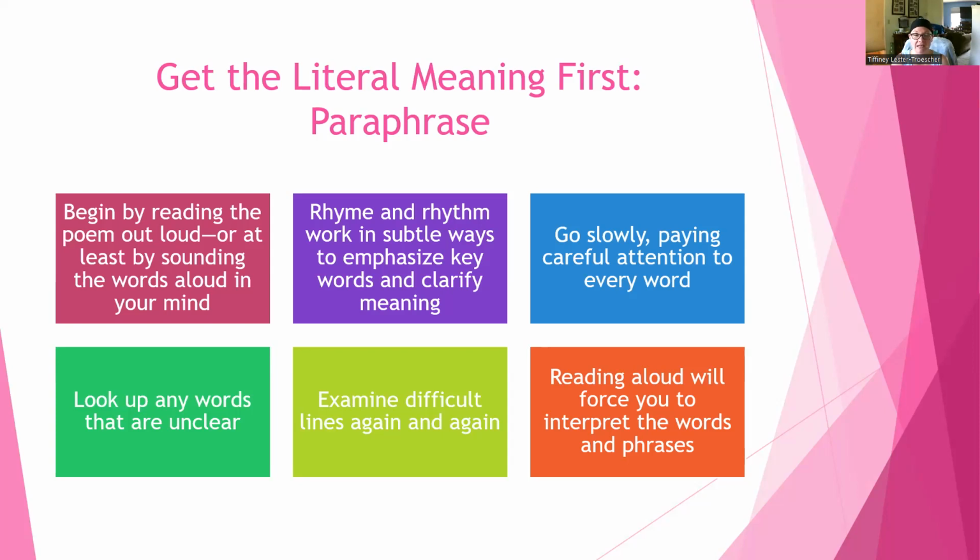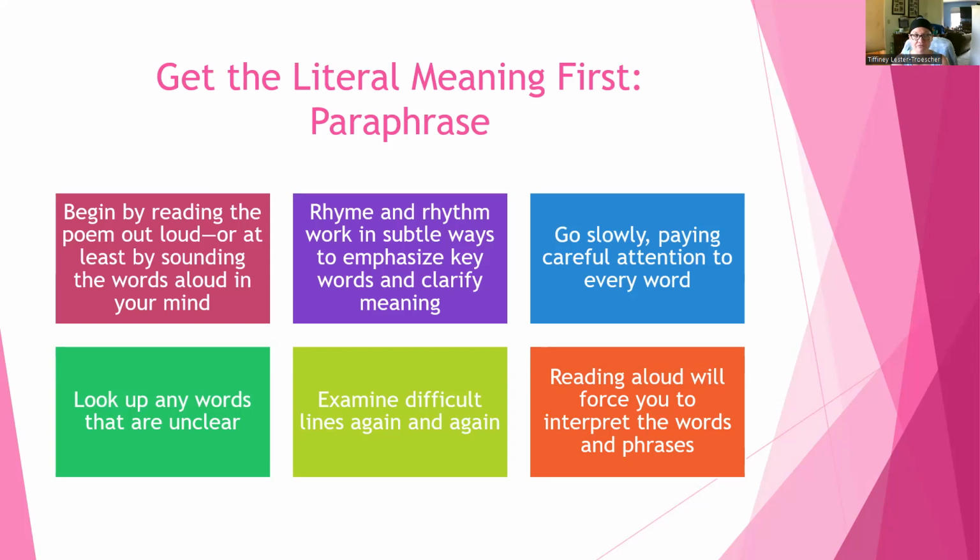And then if there is any section of the poem that was confusing that you couldn't quite figure out, go back to it. If it's a short poem, keep reading the poem over and over. If it's a longer poem and it's just one section that isn't quite clicking yet, go back and keep looking at that part. See if you can figure it out. But reading it out loud is going to force you to interpret the words and phrases.